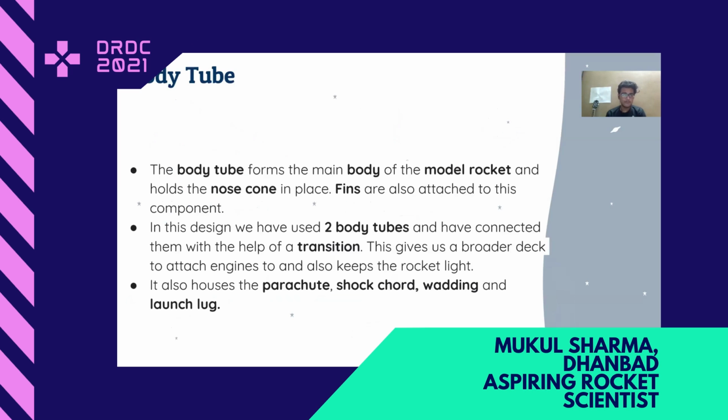Let's talk about the body tube. It forms the main body of the model rocket, and it holds the nose cone and fins in place. In this design I've used two body tubes and connected them with a transition so that it gives me a broader deck at the end of the rocket. And it houses the parachute, the shock cord, the wadding, and the launch lug.